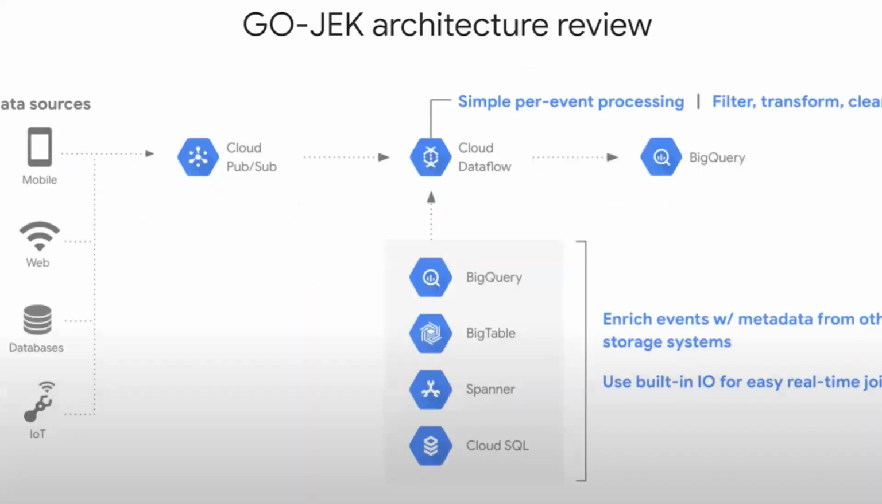On the left-hand side, these are the data sources from which they get the data. We can just download the application and book our cab. All this information is maintained in Cloud Pub/Sub, which is a messaging service, to pick up the information very quickly and store it in Cloud Dataflow. From Cloud Dataflow, at the bottom, they have different types of databases like BigQuery, Bigtable, Spanner, and Cloud SQL, where the data has to be stored.